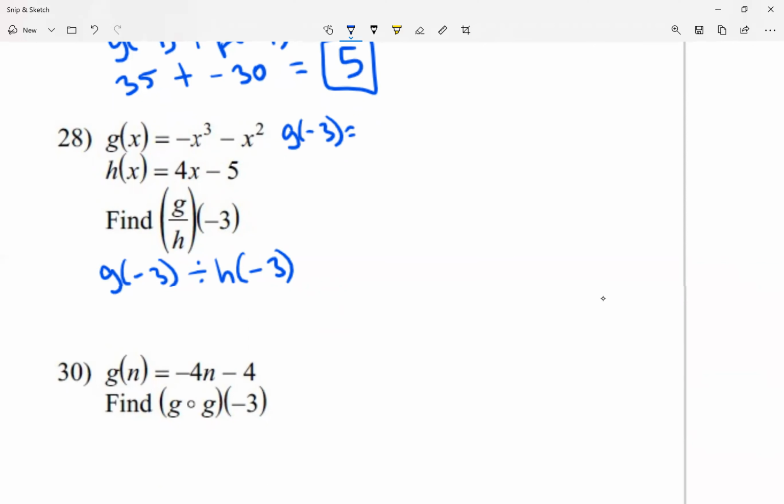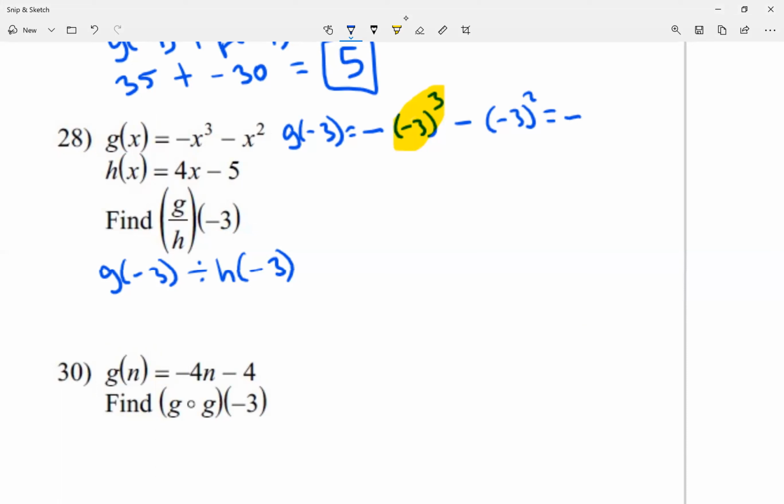So let me write this as a negative. Notice how the negative at the very beginning has nothing to do with the x to the third. Then I have, let me put, negative 3 to the third, because remember my variable is negative 3, minus, and then let me put this as negative 3 squared. I put the negatives inside parentheses, and the reason why is because the exponent has to do with the parentheses first. The negative sign at the beginning has nothing to do with my exponent.